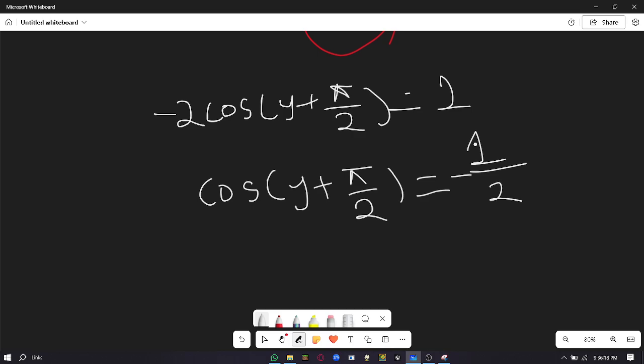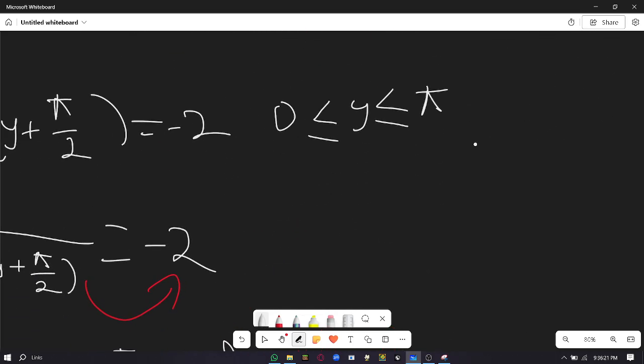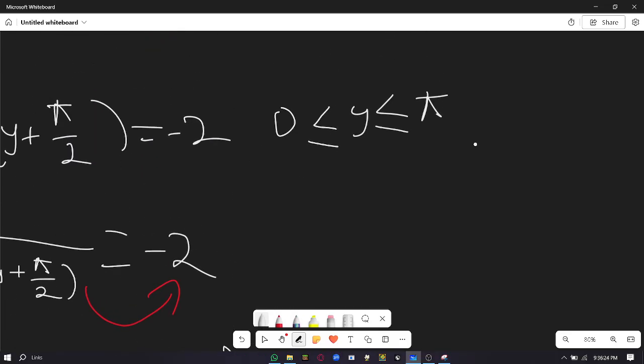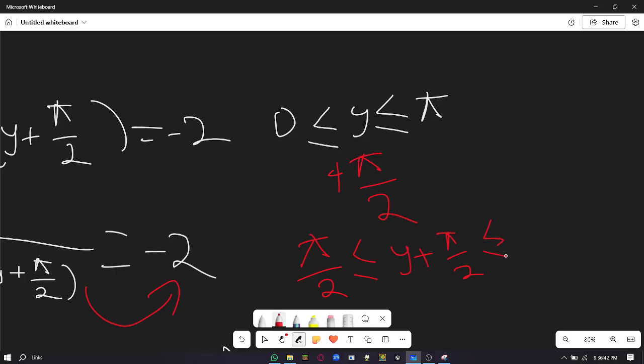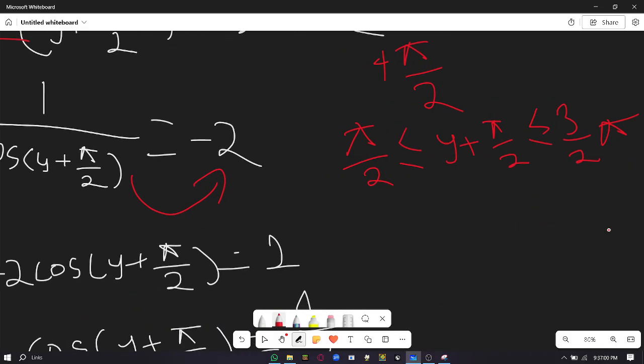We're not allowed to take any values yet because of the range. So we have to add pi by 2 to everything. So it becomes pi by 2 less than or equal to y plus pi by 2 less than or equal to pi by 2 plus pi, which gives us 3 by 2 pi. So 3 by 2 pi.